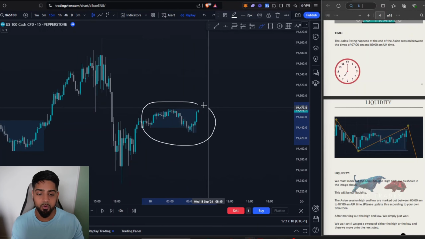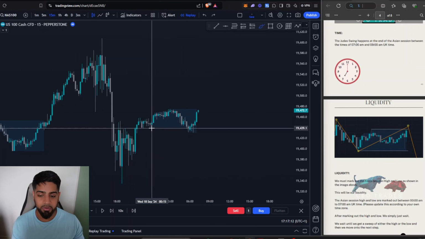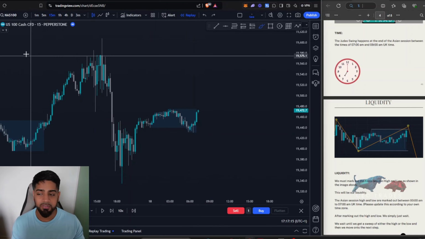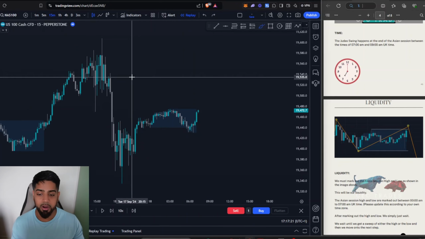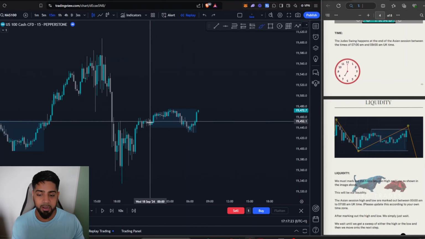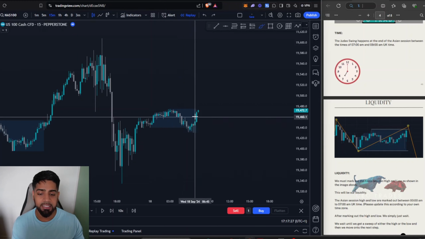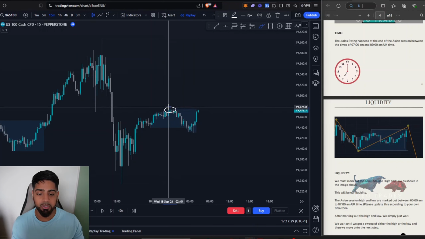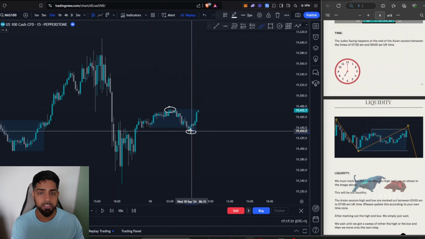Now, as we can see, I've already got my liquidity highlighted with this blue box. The reason for that is because I'm using this indicator which simply highlights the Asia session range so that I don't have to manually mark it out. However, as we can see by my crosshair, this is the midnight candle, and all the way over here is the 7 a.m. candle. This was the Asia high and this was the Asia low.